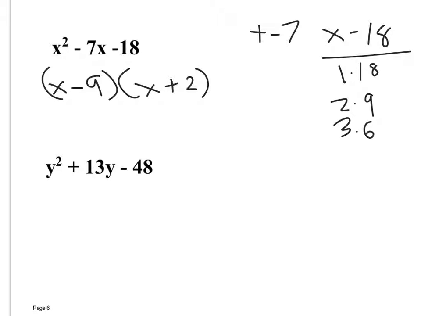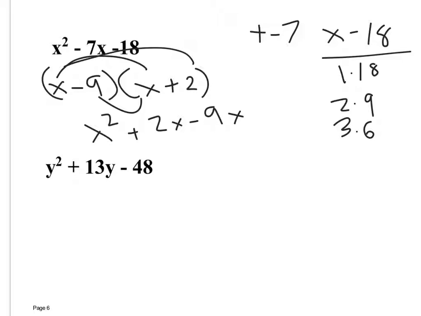If you ever don't believe me or if you ever want to check, you can always FOIL. Right? First, we give you x squared. The outer terms would give you 2x. The inner terms would give you negative 9x, which, what's 2x minus 9x? Negative 7x. So I must have done it right. x minus 9 and x plus 2. Any questions? No. I want you guys to do the next one.